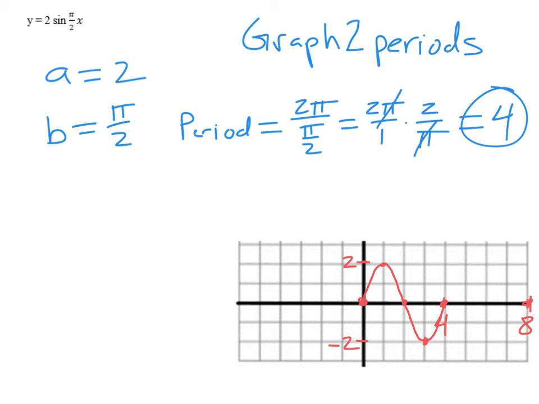Period number 2, I mean, once you have the first one done, the second one is pretty straightforward. It looks the same. It's just instead of going 0 to 4, you're going 4 to 8.